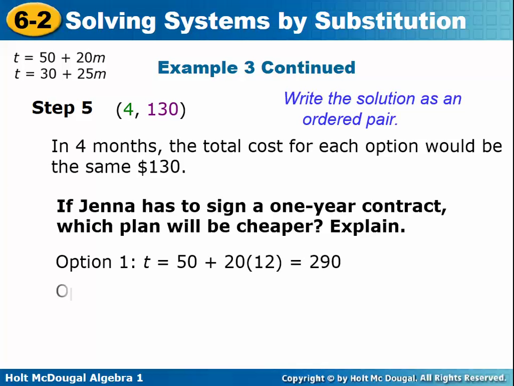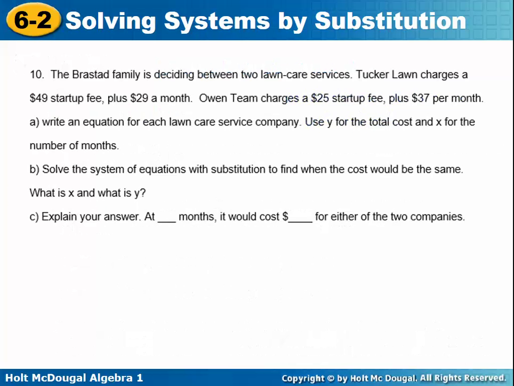All right, so there's a similar question on your worksheet like that, so you'll have some practice writing your equations and solving, and you can find what the cost would be or when the cost would be the same for both of those companies.